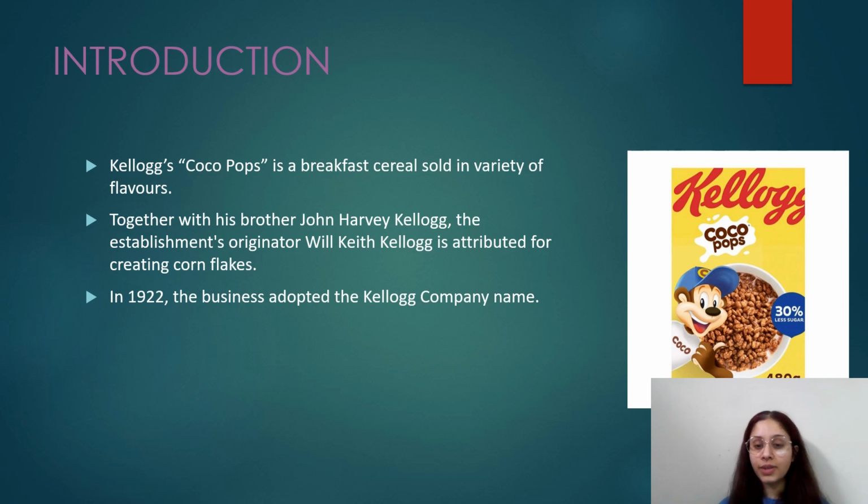As we all know, Kellogg's is a famous breakfast cereal brand, but it's not limited to breakfast cereals. It also has cookies, crackers, and snacks under this name. So how was this name actually formed? The name Kellogg's came from the two brothers who started this business, whose last name was Kellogg, John Harvey Kellogg and Will Keith Kellogg, and the company got this name in 1922.